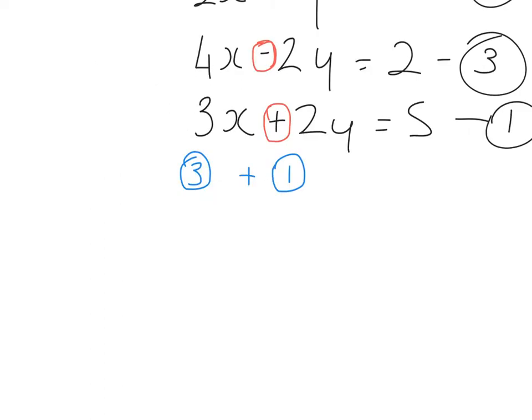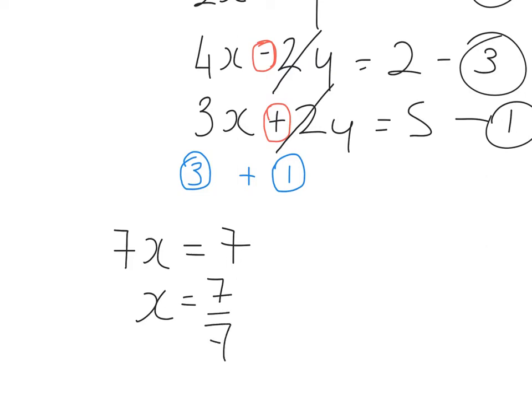So 4x plus 3x is 7x, minus 2y plus 2y cancel out. 2 plus 5 is equal to 7, 7x equals 7, x equals 7 over 7, x is equal to 1.